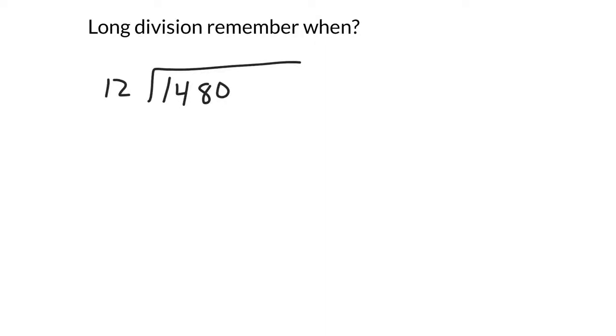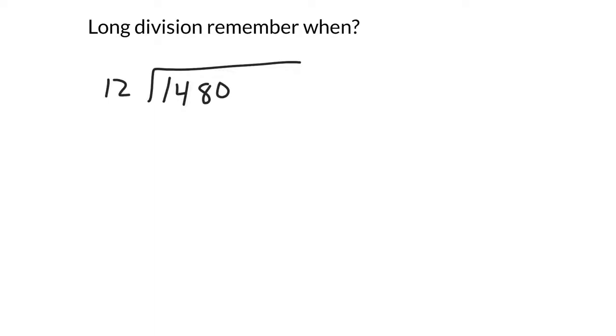Okay, before we get started on actually long dividing today with polynomials, I just want to take you back and remind you of what we did when we were dealing with actual numbers in long division. It's been a long time, I bet. So 12 into the number 1,480. 1,480 goes in the box, 12 on the outside.